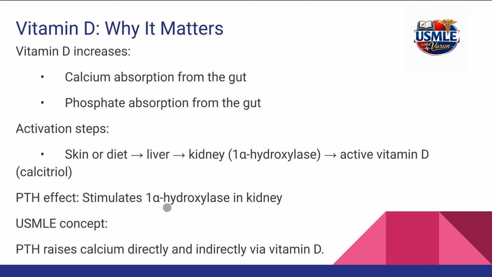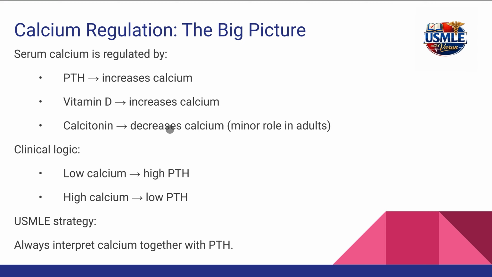Parathyroid hormone raises calcium directly and indirectly via vitamin D. Calcium regulation: low calcium increases PTH, and high calcium suppresses PTH. We always need to interpret calcium with PTH. Low calcium leads to high PTH, and high calcium leads to low PTH. So PTH increases calcium, vitamin D increases calcium, and calcitonin decreases calcium, but it has a minor role in adults. Always interpret calcium together with PTH.